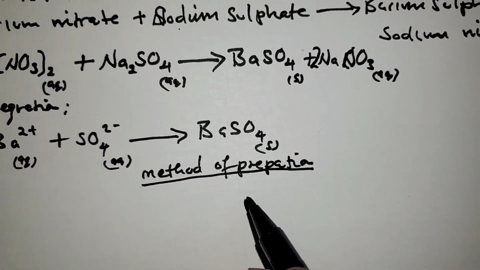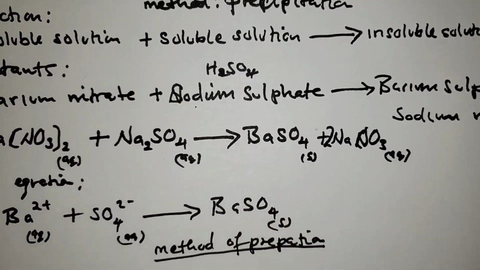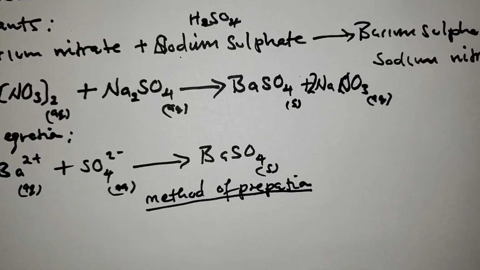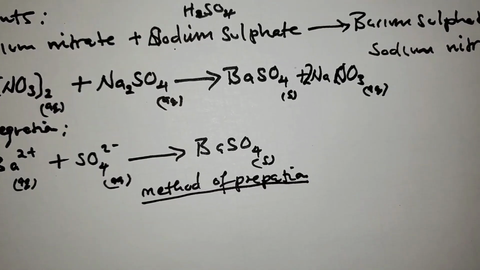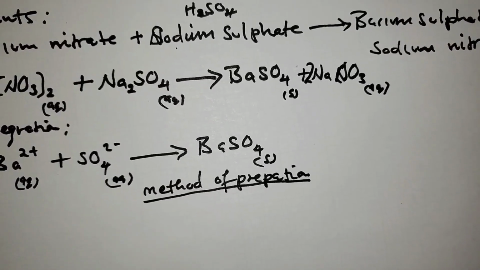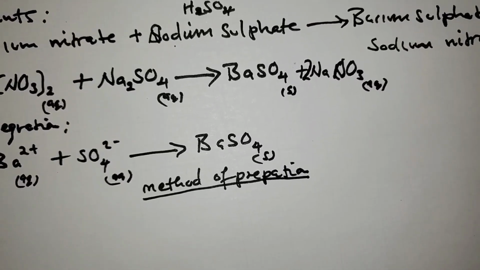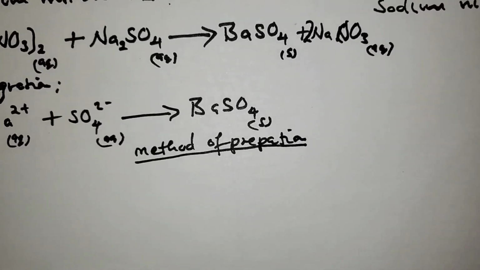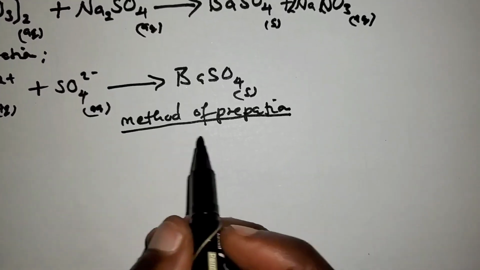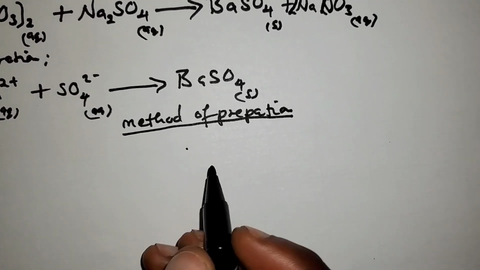Method of preparation. Remember I said that you prepare this one using precipitation. Now if the question comes that: how do you prepare barium sulfate, how can you obtain a pure dry sample of barium sulfate? The method is just the same for all insoluble salts.